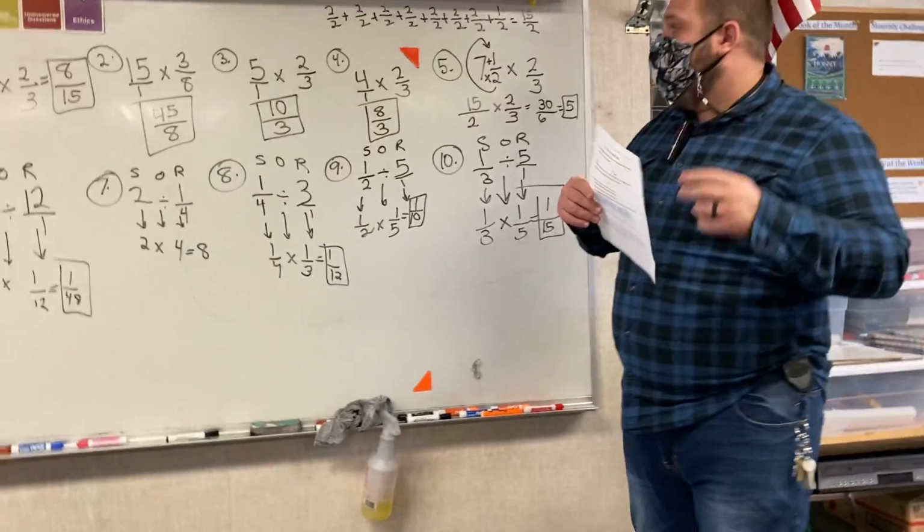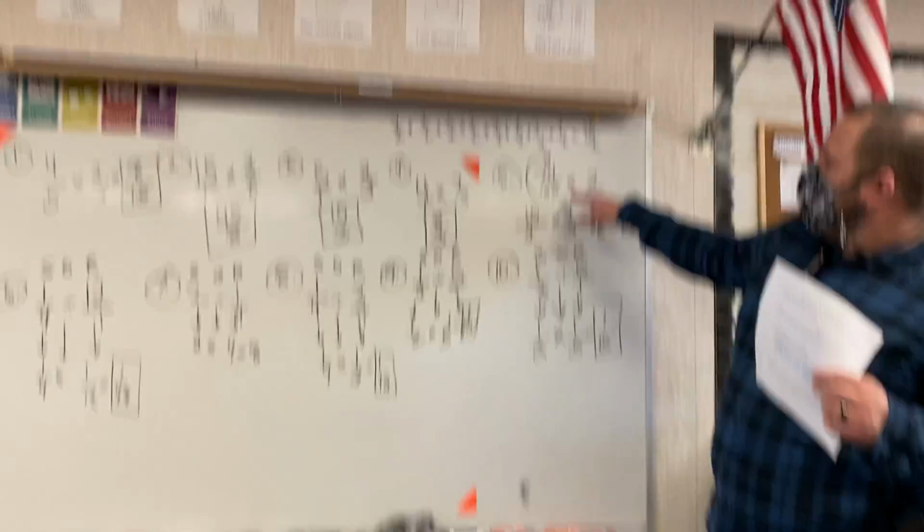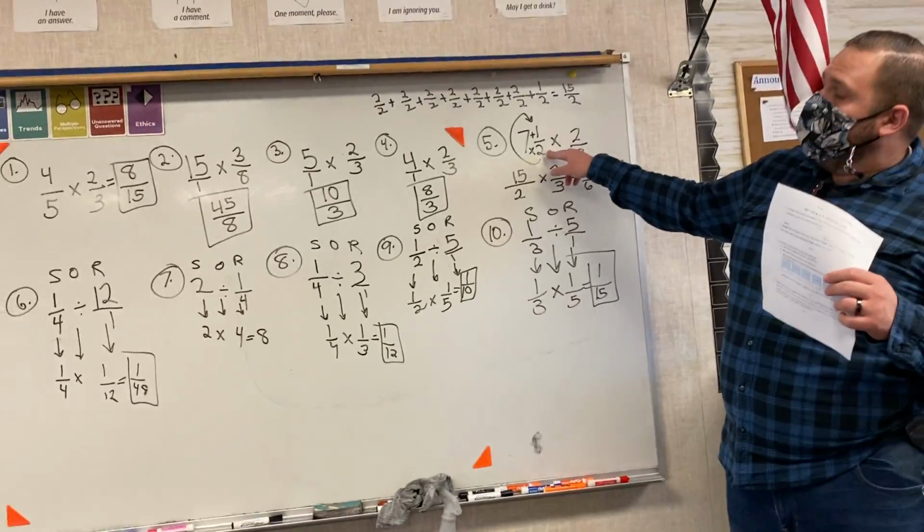So I just showed you right now how to make it improper. You take your denominator and you multiply.